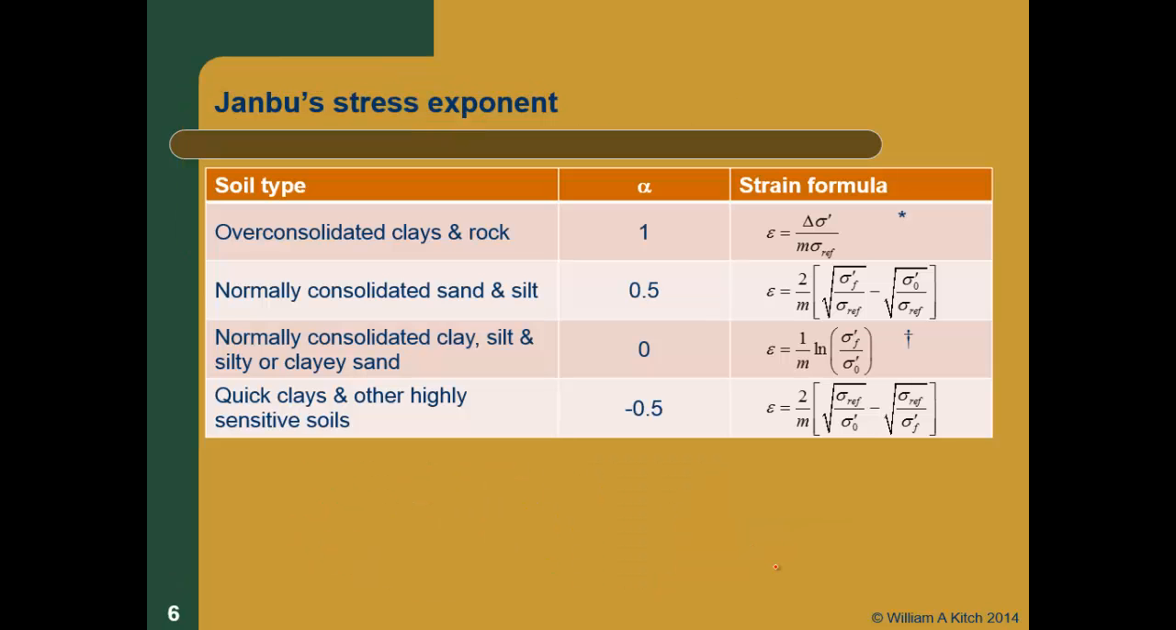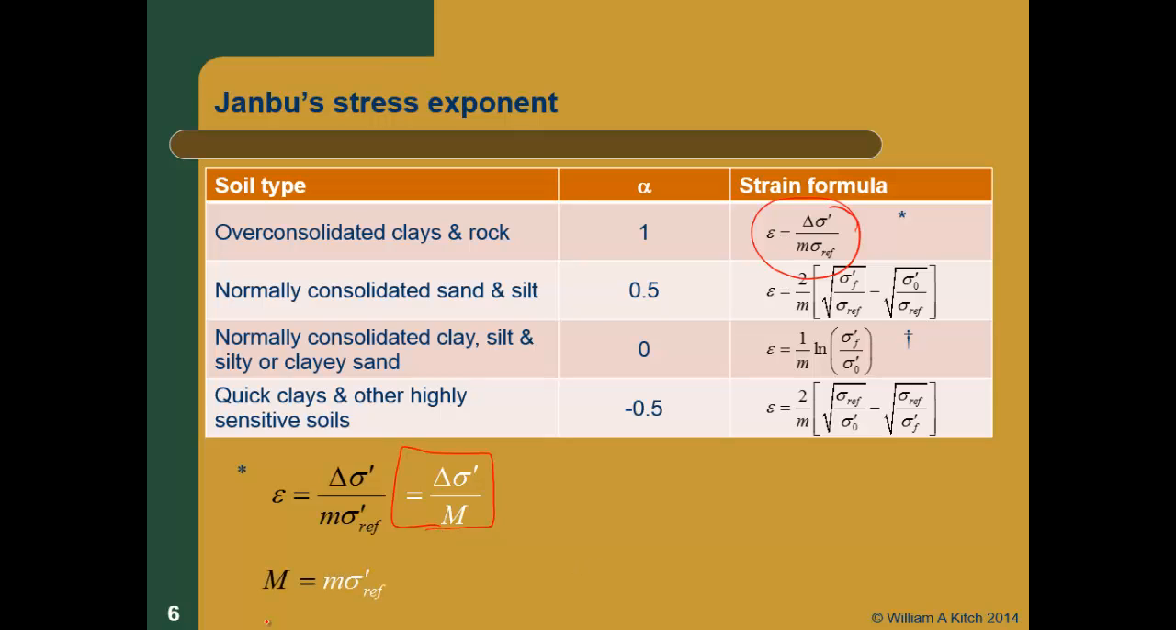Okay, well, what happens when you do this? Remember, for over-consolidated clays and rocks, that was the case where the modulus was constant, right? So for those, what do you get? Well, you have this formula for the strain equation, right here. And we know that has to be equal to delta sigma divided by the modulus because it's constant. I mean, the modulus is fixed, and the strain is just going to be the change in stress divided by the modulus.